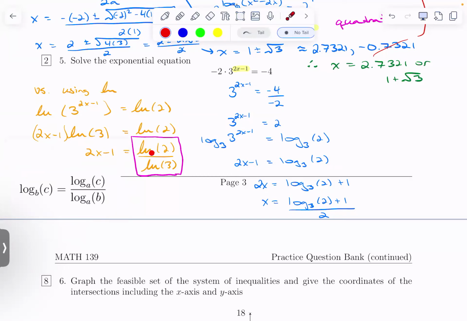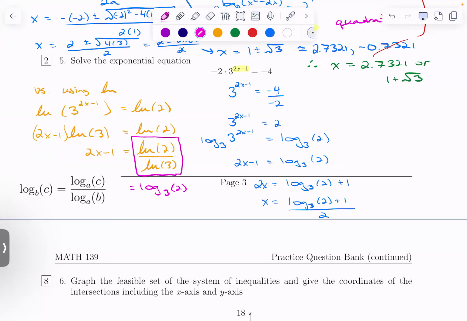If you have log base e of 2 over log base e of 3, then you have 2 logs of the same base, C over B. You can rewrite it as log base B of C. So log base 3 of 2. Ta-da! By the change of base formula.